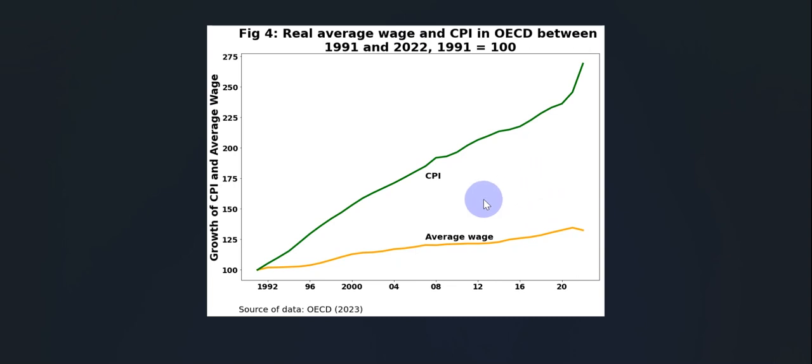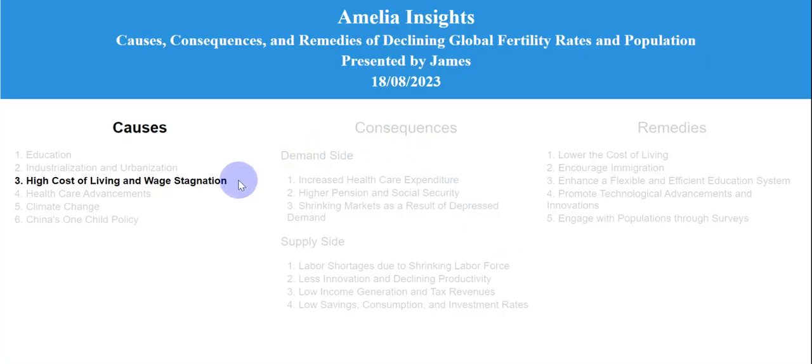The main drivers of high cost of living across many countries are increase in cost of education, health, and housing, the most basic needs. On the other hand, wage stagnation has been attributed to slowdown in global productivity, globalization and offshoring, decline in unionization, and rising income inequality.